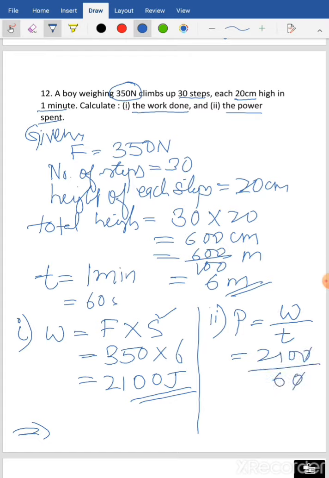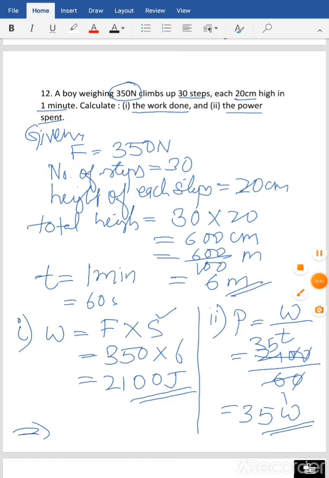So 0 and 0 get cancelled. Now if you cancel with 6, so 6 1s are 6, 6 3s are 18. 21 minus 18 is 3, and with the 0 brought down that makes 30. So 6 5s are 30, so I'll get 35 watt. So after this you write the statement that power equals 35 watt. Okay, that was question number 12.